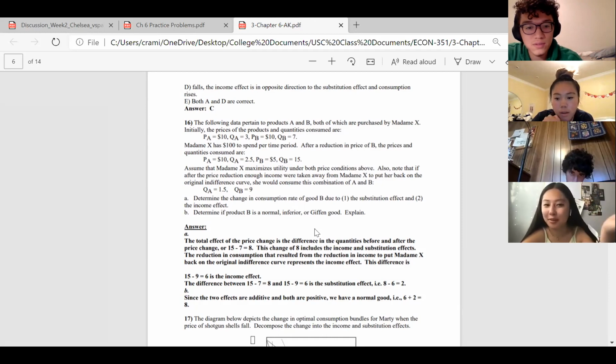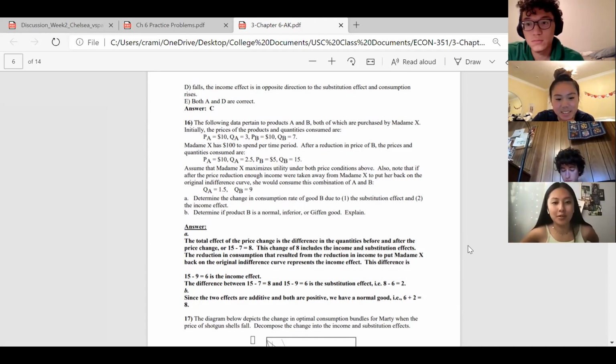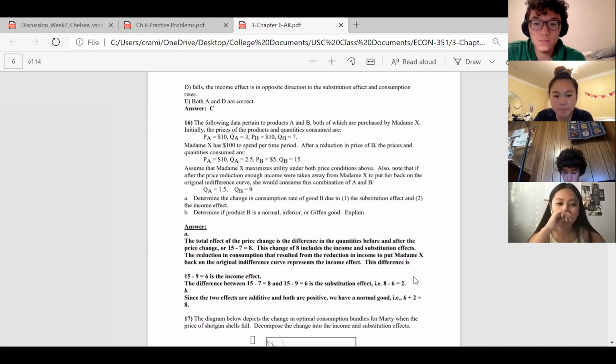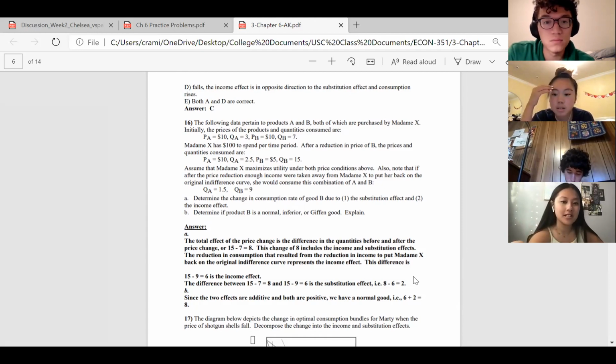I can try explaining it. So for A it says determine the change in consumption rate of good B due to 1, the substitution effect, and then 2, the income effect. In the answer key they did it as a total first and then broke it down, but I didn't really understand how they did that. I did it by doing the substitution effect first.